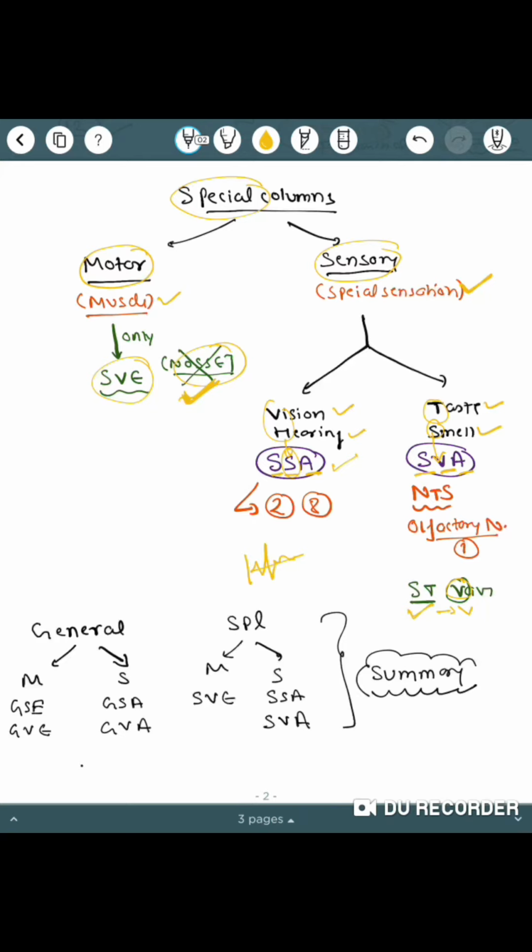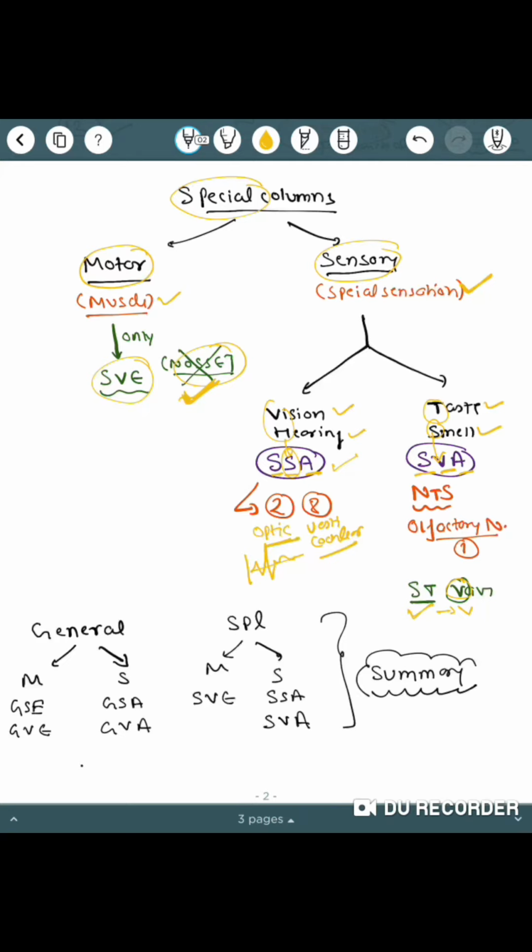For vision and hearing, you know that the second cranial nerve is the optic nerve, which is responsible for vision, and hearing is carried by the vestibulocochlear nerve, that is cranial nerve 8. So we can now easily remember these two.